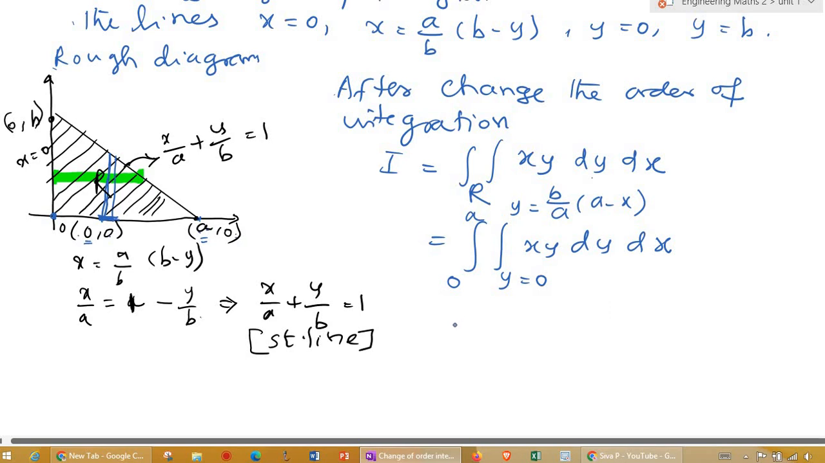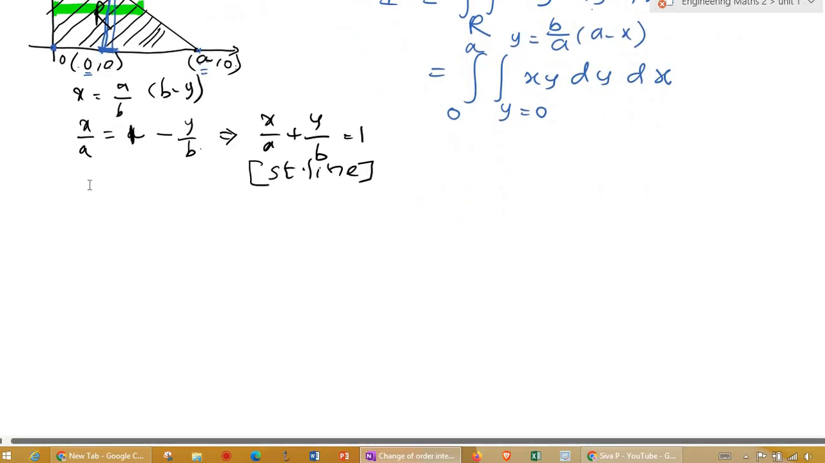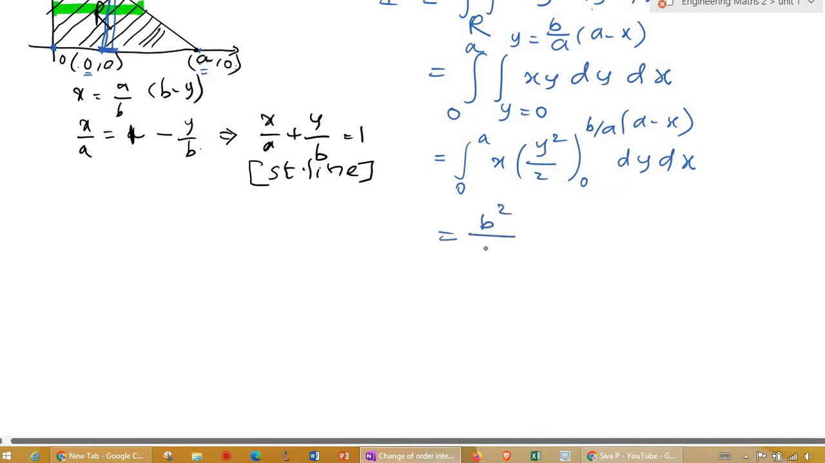So if you are solving this, you have to evaluate it. The evaluation is very simple, but drawing that rough diagram and writing the region is a very, very important thing. Once you identify the region properly, the other things are very simple. 0 to a and then x into y square by 2, 0 to b by a into a minus x, dy dx. So b square by 2 a square, taking outside, integral over 0 to a, and then x into a minus x square dx.